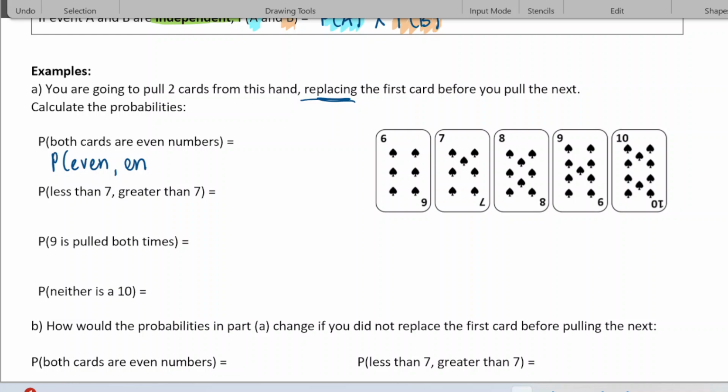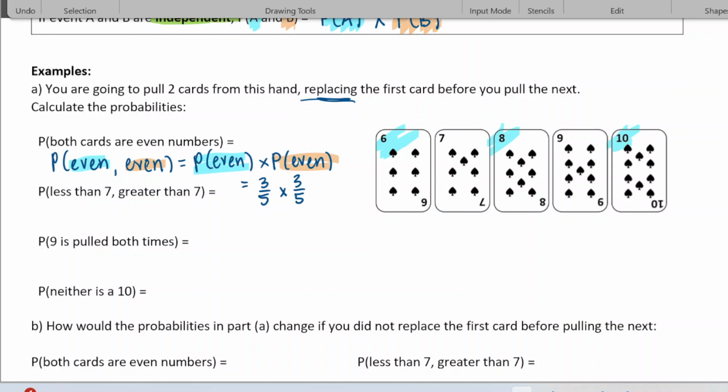Sorry, I'm just going to erase that because I spelled it wrong. So the way we do this, because they're independent, is we just get to multiply these probabilities together. It's the probability that we get an even times the probability that we get an even. So the probability that we get an even card is... there's 1, 2, 3 even cards out of 5 total cards. So it's going to be 3 out of 5 times 3 out of 5.